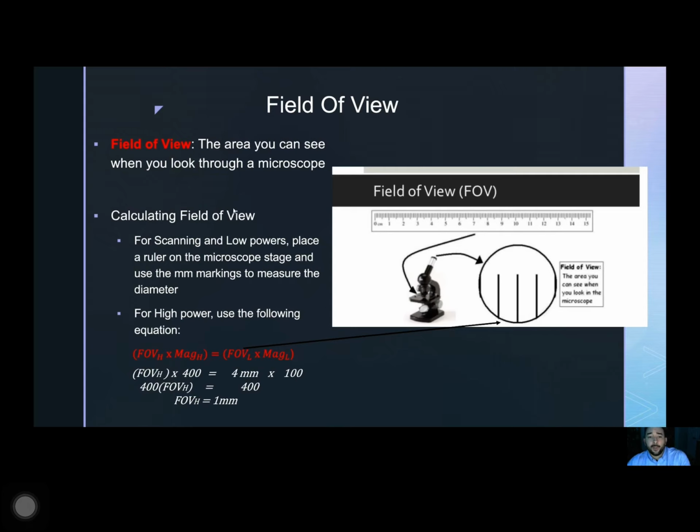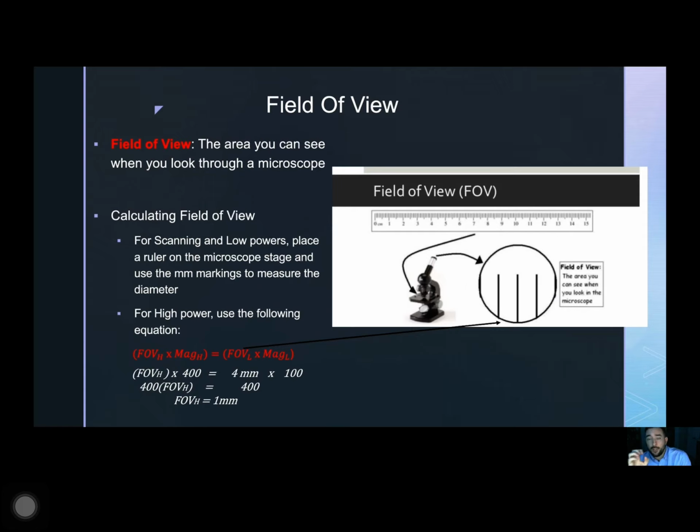So to calculate the field of view, you will only have to do math if you want to find the field of view under high power. Now here's why. This image off to the right where you can see these 4 different millimeters could be under scanning power, let's say, okay? Now, if this is under scanning power, it's easy to measure this because we can still see all 4 lines. Now, which would make the field of view 4 millimeters, okay?